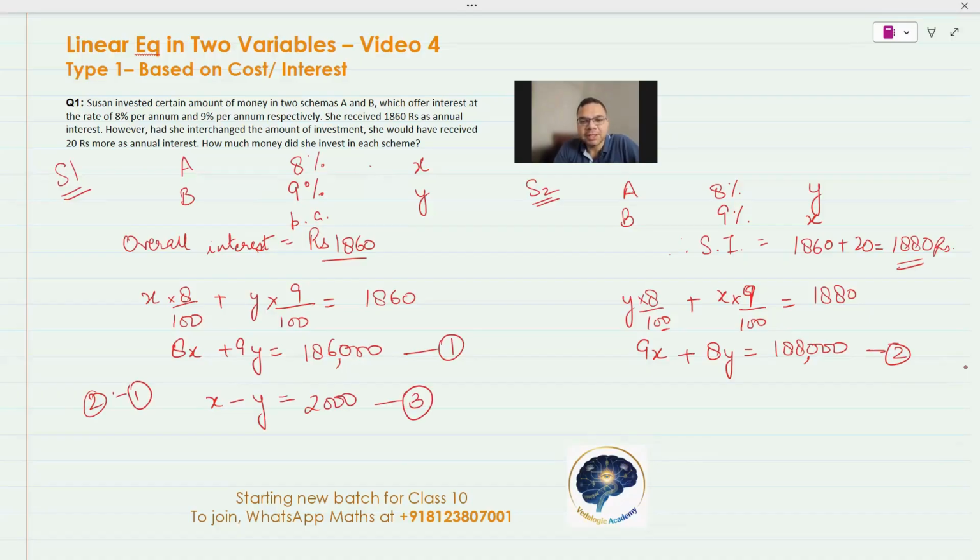Equation number 3. Also, what we can do is add both of them, 1 plus 2. So it becomes 9 plus 8, 17x, plus 9 plus 8, 17y again. So it becomes 17x plus 17y, and for the thousands we have in common, 186 plus 188 becomes 374, so this is what we have got now.